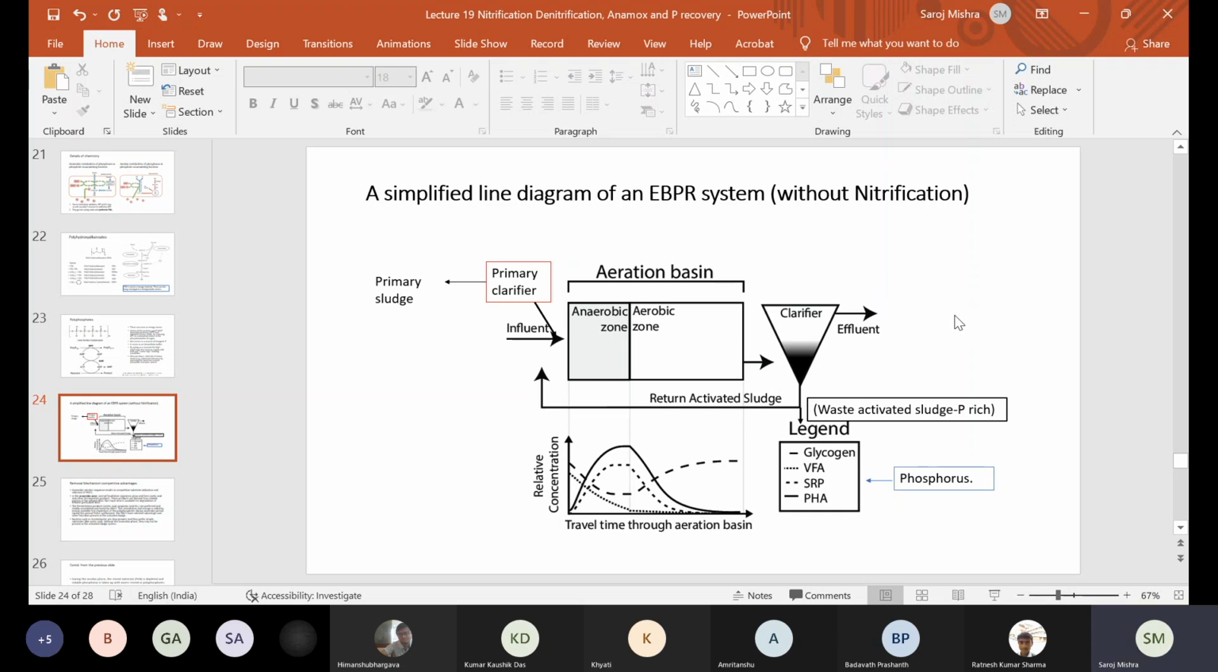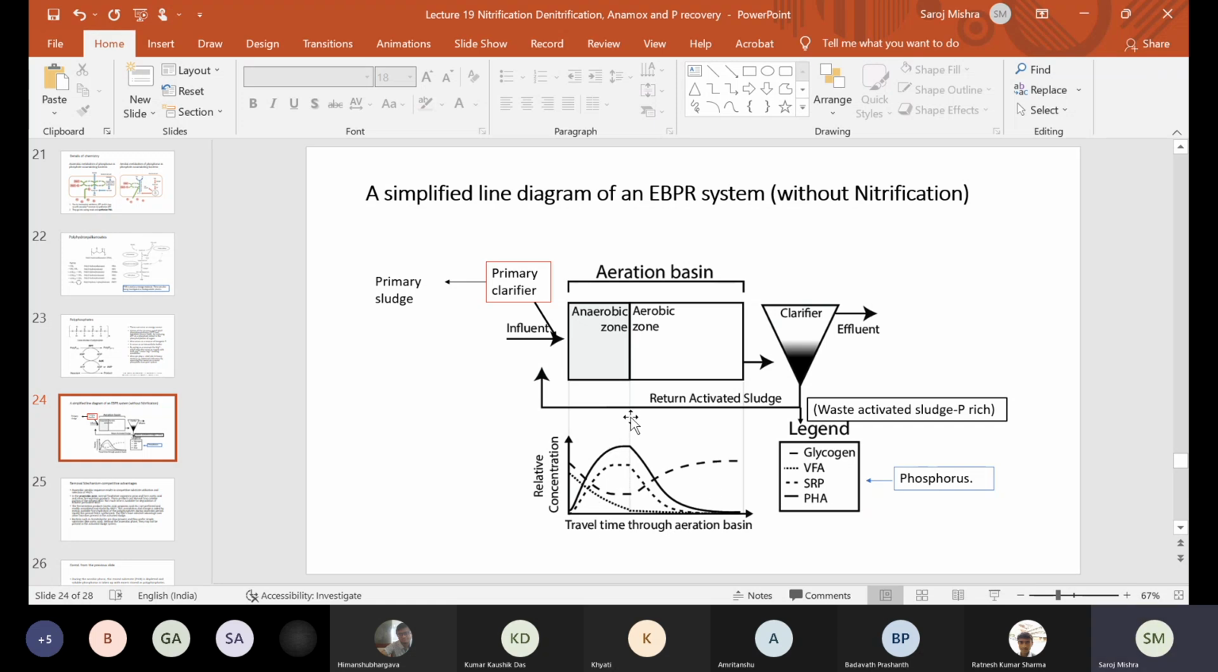So now let's see what events are going to occur if we make an addition of an anaerobic zone here. What we are monitoring on the y-axis is the relative concentration, and this is the travel time through the aeration basin. So in the solid, you have polyhydroxyalkanoate.